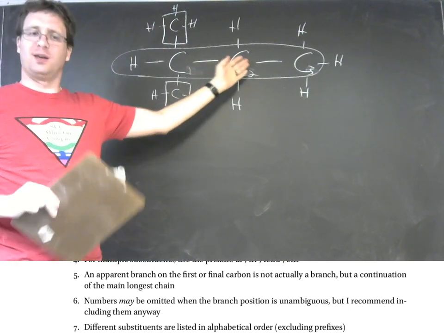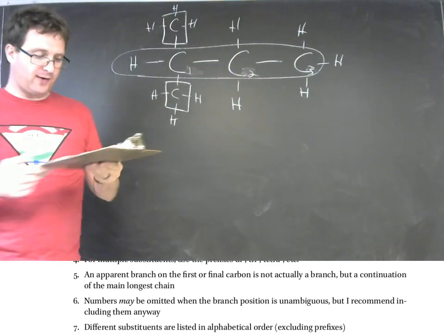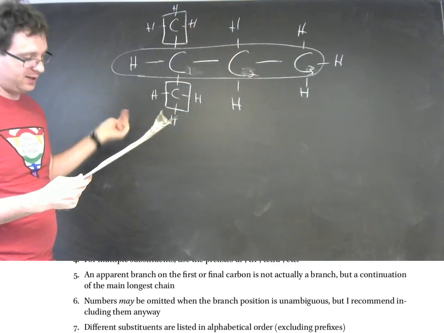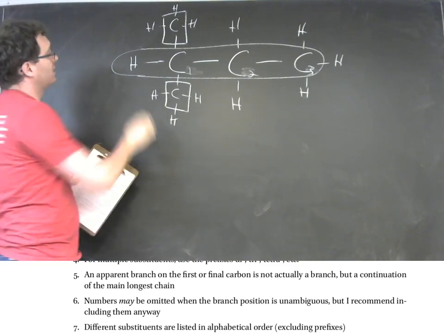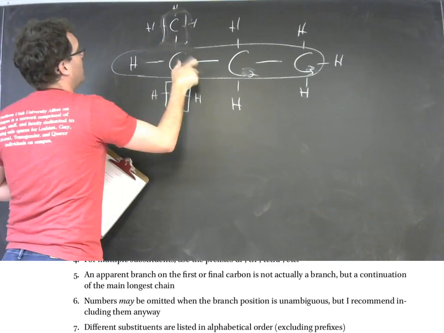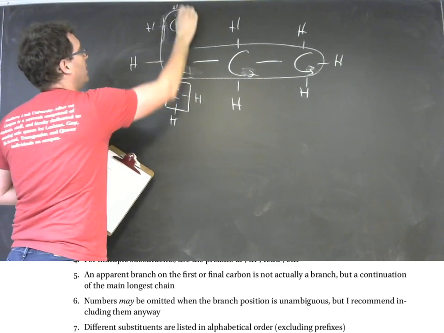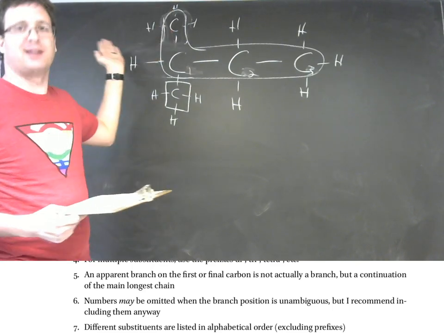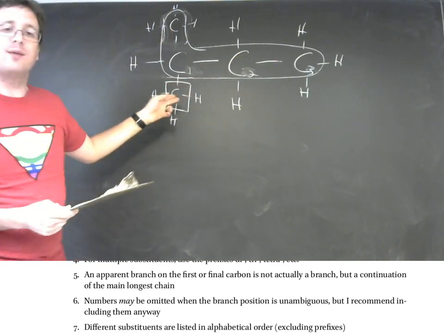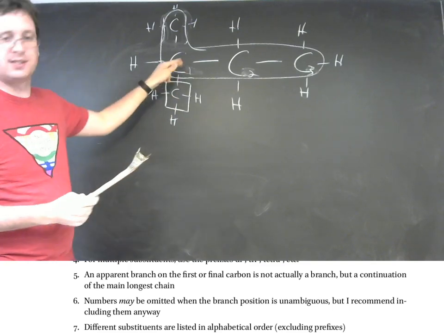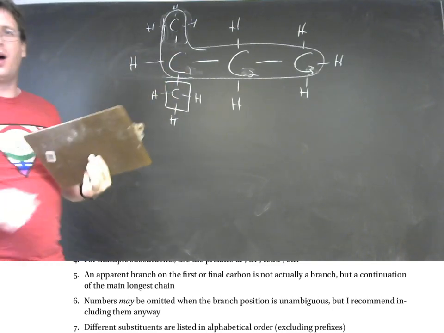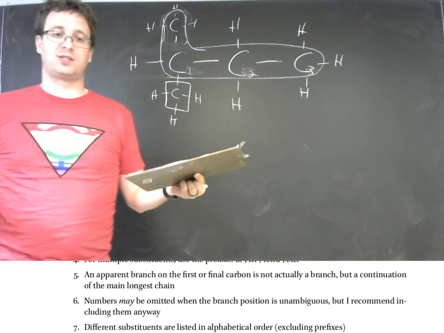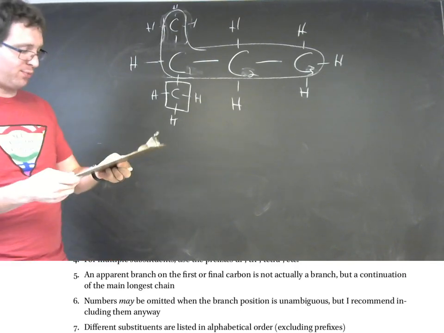and you want to say, oh, this is 1,1-dimethyl propane. Well, step 5 says an apparent branch on the first or final carbon is not actually a branch at all, but a continuation of the main longest chain. And so what we really would want to do is say, well, this isn't a propane, this is a butane, and Professor Rowley just drew it badly. It's a butane with only 1 methyl branch on it on the second carbon. So step 5, I wouldn't have put it as an individual step, but your textbook did. It's just a bit of a warning about how to do step 1 properly.